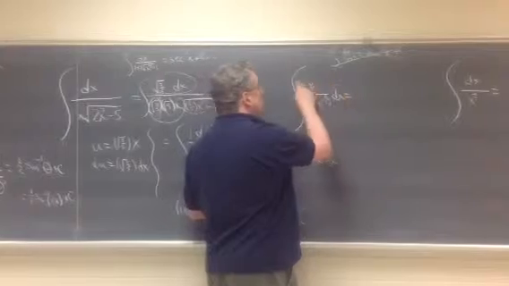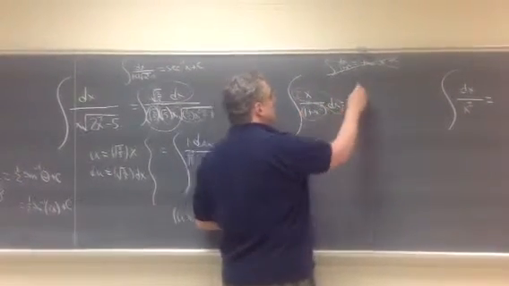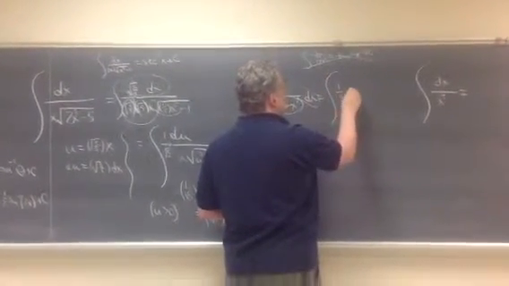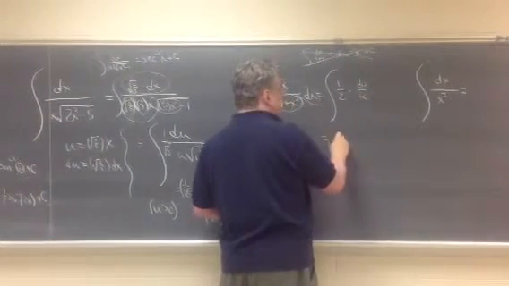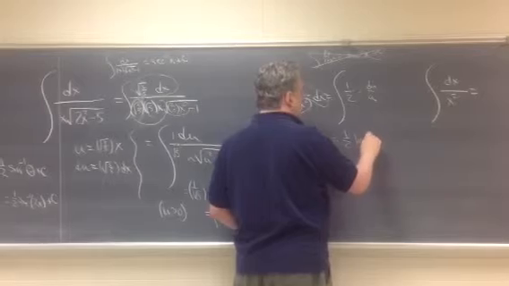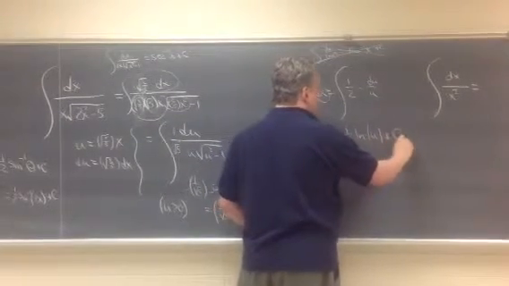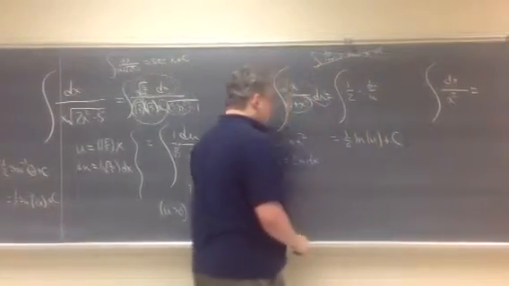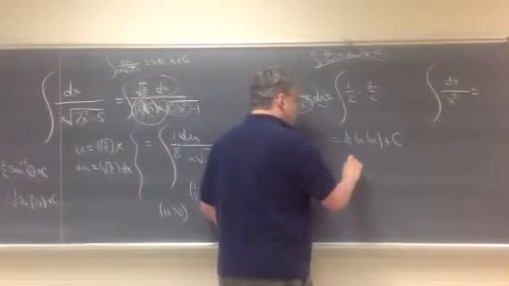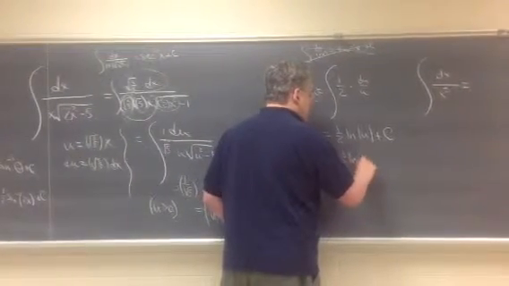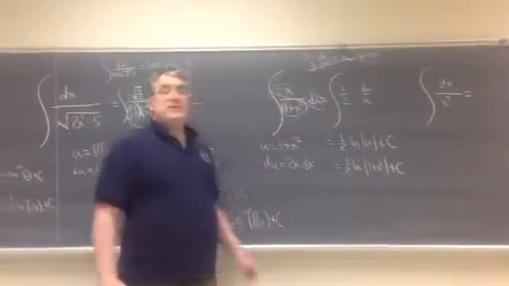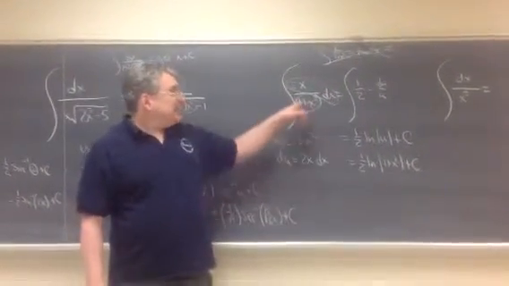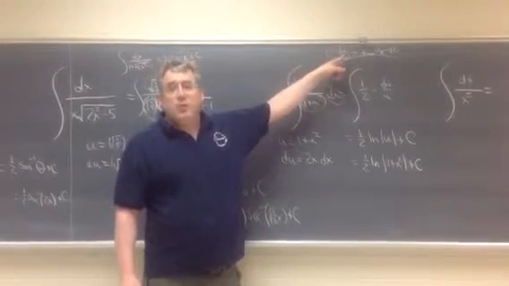Here's my du, here's my u. I have the integral of 1 over 2 du over u. So I get 1/2 the natural log of absolute value of u, plus c of course. And then u is that. And there we go. Now, this is tricky because look at it. It looked kind of like that one. Now we have more forms.